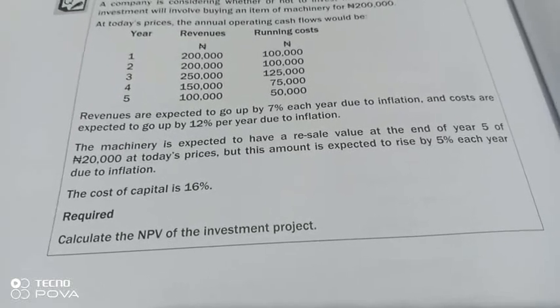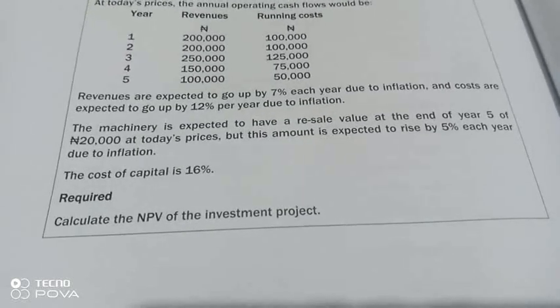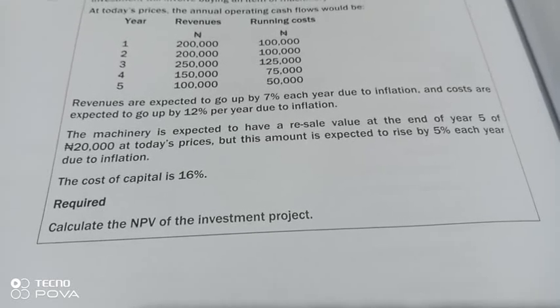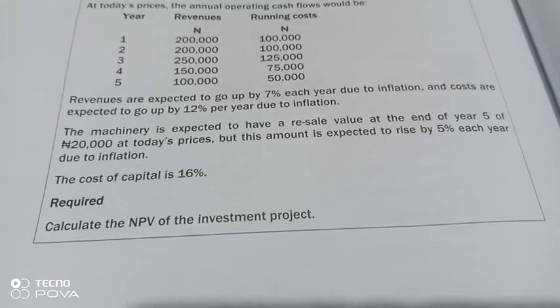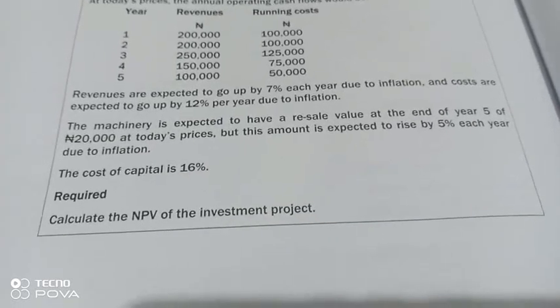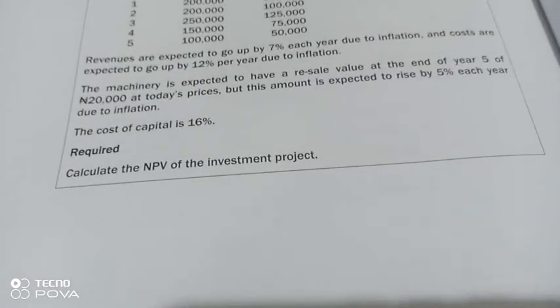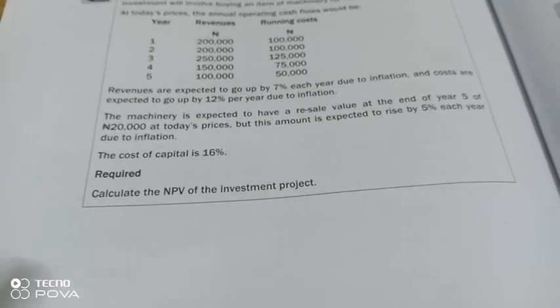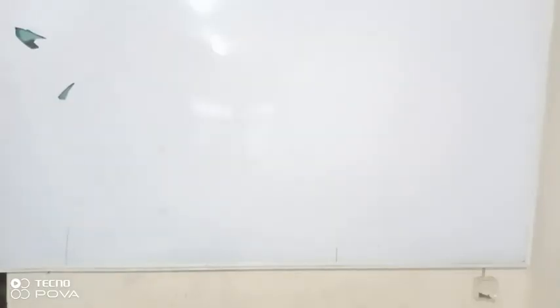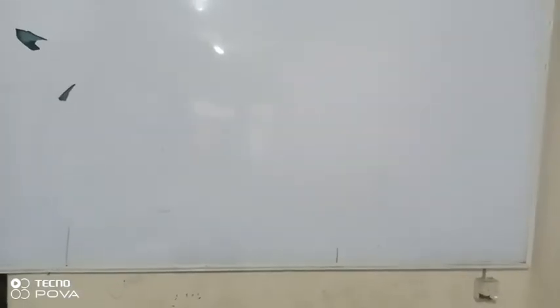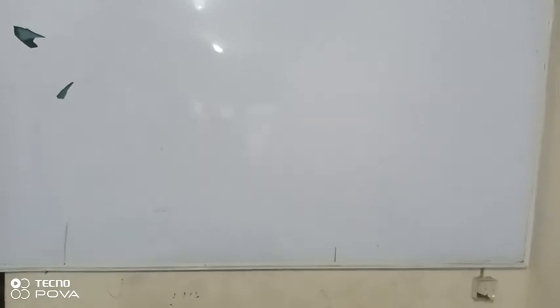Different inflation with different variables. The machinery is expected to have the same value at the end of year 5 of 20,000 naira at today's price. But this amount is expected to rise by 5% each year due to inflation. The cost of capital is 16%. You are required to calculate the NPV of this project. We have 3, or let me say 4, major relevant costs. Are we together, please? 4 major relevant costs. We have the running cost.